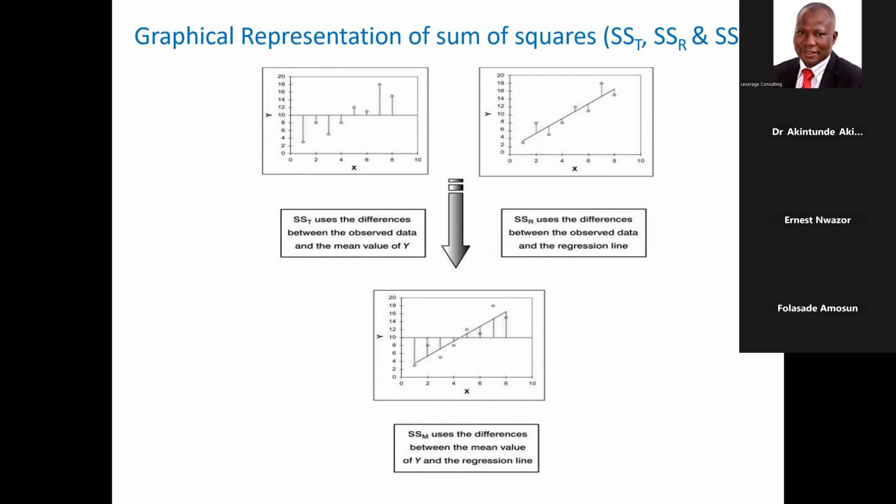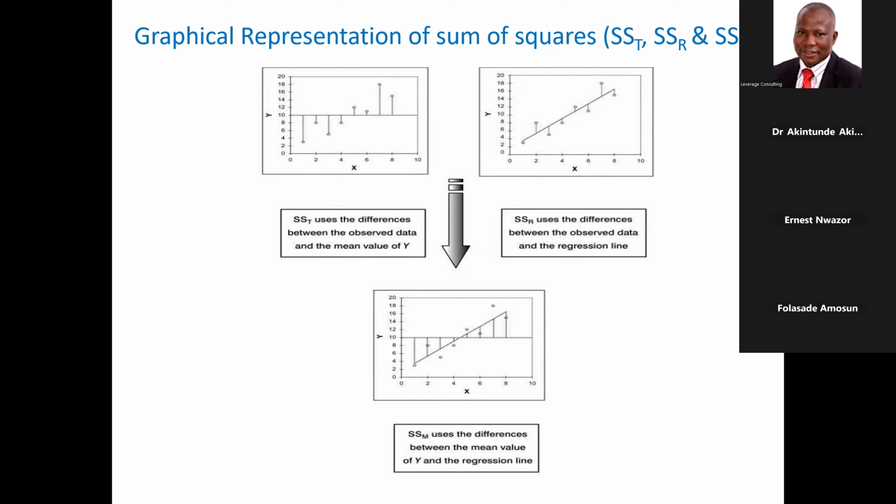So the sum of squares residual, which is SSR, uses the difference between the observed data and the regression line. So when you look at the difference between each data point and the regression line, you square it. That is the sum of squares residual. And that is what is correct. That corresponds with the sum of squares within that we did in the regression in ANOVA.